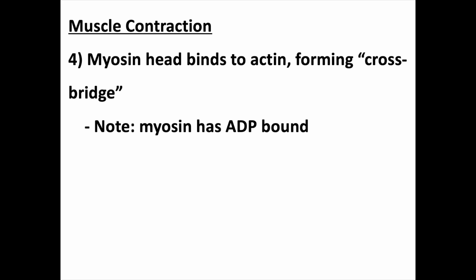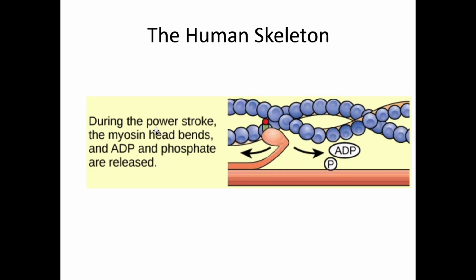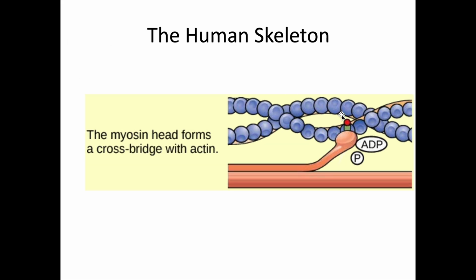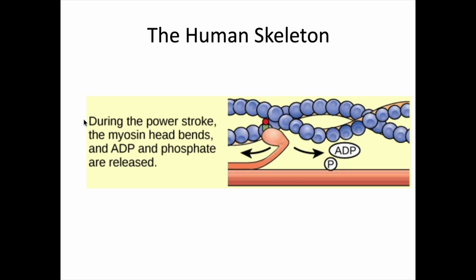Okay, next we have what's called the power stroke. This is where the myosin protein sort of flexes, it sort of moves, and that is going to move the entire thin filament with it. And so note how this portion of the thin filament was up here. After the flex, the whole thing has sort of slid down in this direction.